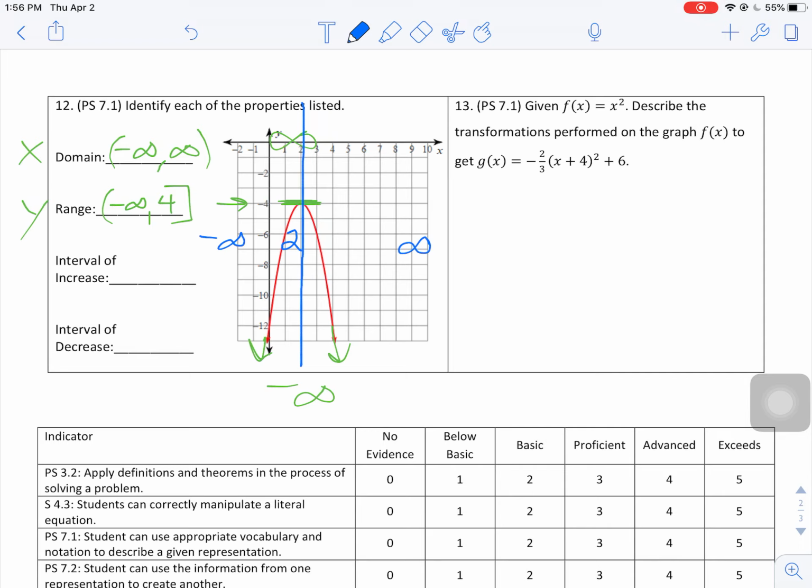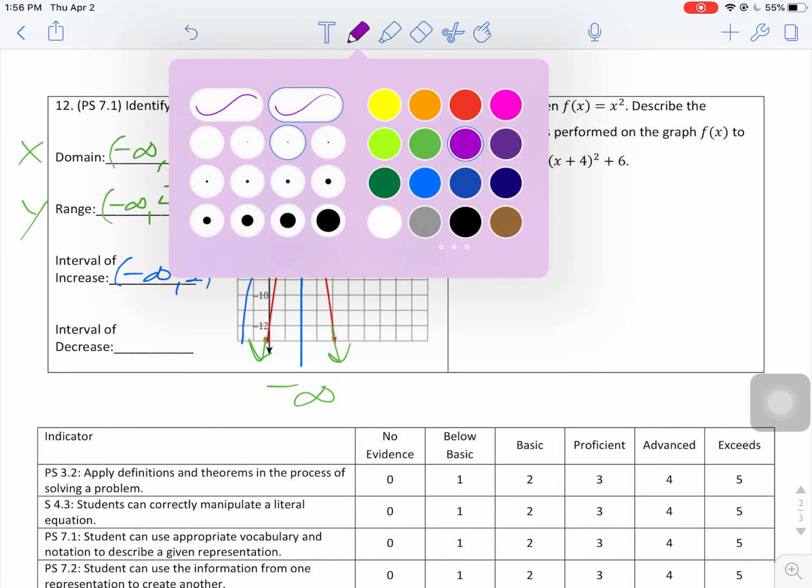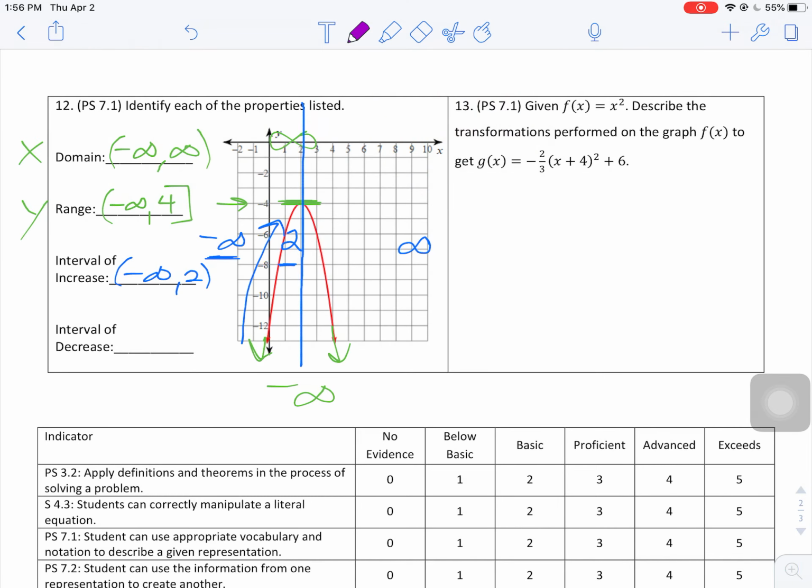So when I look at this graph from left to right, on the left side, so over here, I'm increasing, I'm going up. So from negative infinity to 2, I am increasing. Then, as you keep looking at it from left to right, on the right side, I'm decreasing, I'm going down. So from 2 to infinity, I am decreasing, I'm going down.